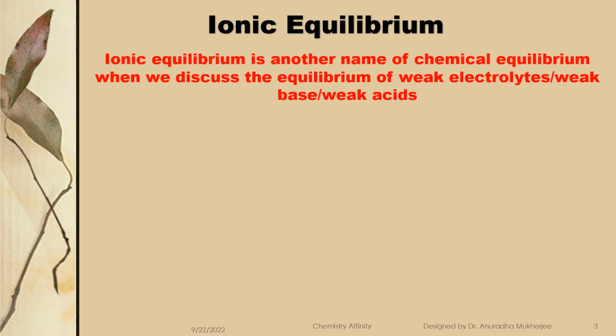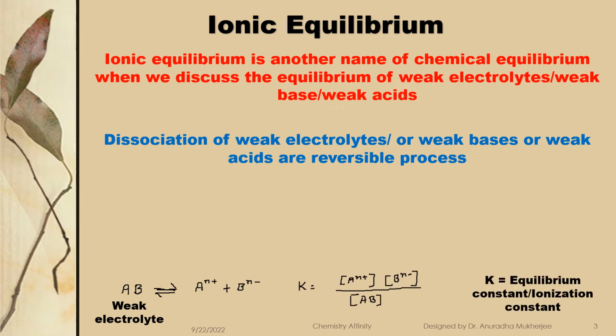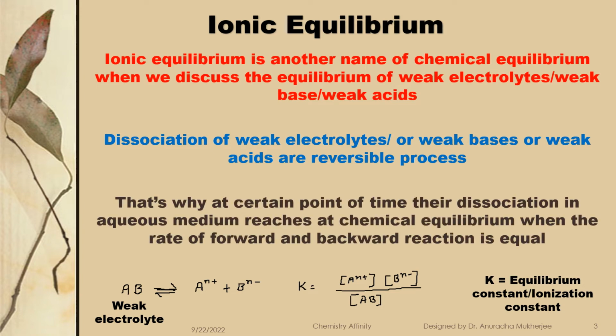Let's explain ionic equilibrium. Ionic equilibrium is another name for chemical equilibrium when we discuss the equilibrium of weak electrolytes, weak acids, or weak bases. Dissociation of weak electrolytes, weak acids, and weak bases is nothing but a reversible process. And that's why their dissociation reaches equilibrium at a certain point of time. And this equilibrium is called ionic equilibrium.